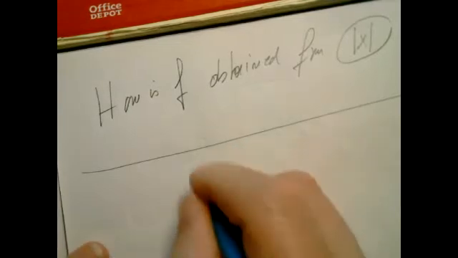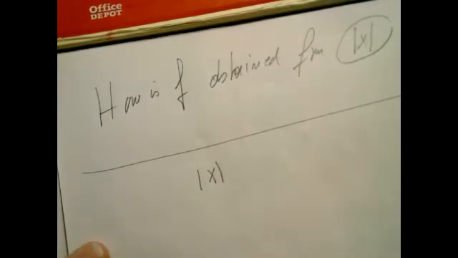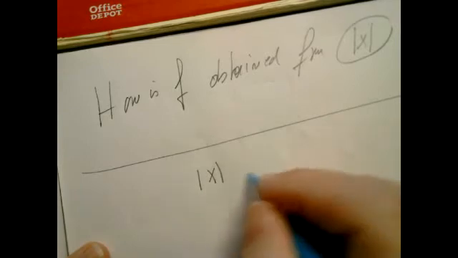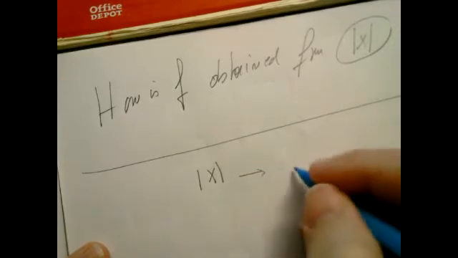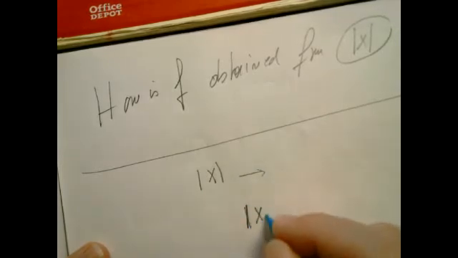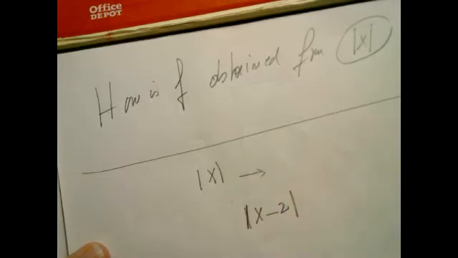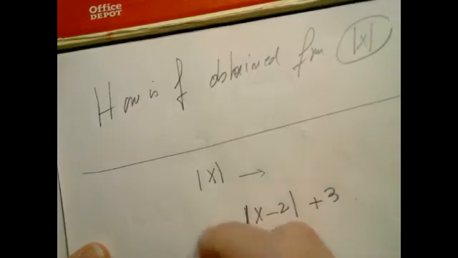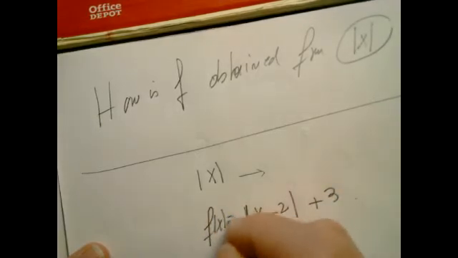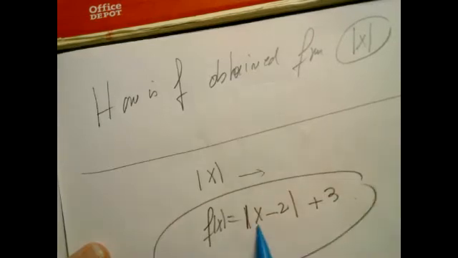The translation is that we start with the absolute value. That's my original. I'm going to shift it to the right. When I shift to the right, I get absolute value of x minus 2. But after I did that, we shifted upward by 3. So my function is this one. Absolute value: this will shift it to the right, and this will shift it up.